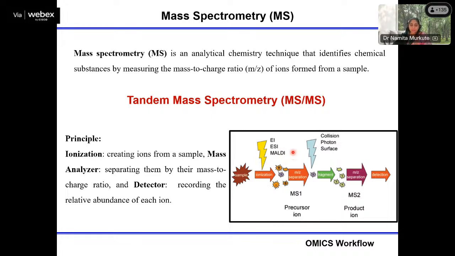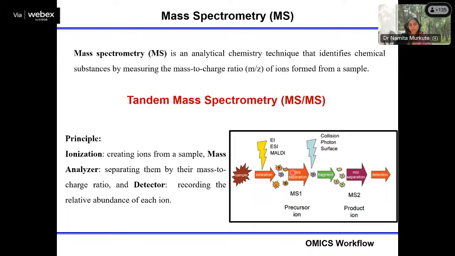MALDI is used in matrix assisted laser desorption ionization. So there is a laser. The laser falls on your sample and the sample gets ionized. This ionization is done through different sources, and then this ionized sample travels into the mass analyzer, okay, and gets separated in that mass analyzer. So this is the MS1 analyzer.